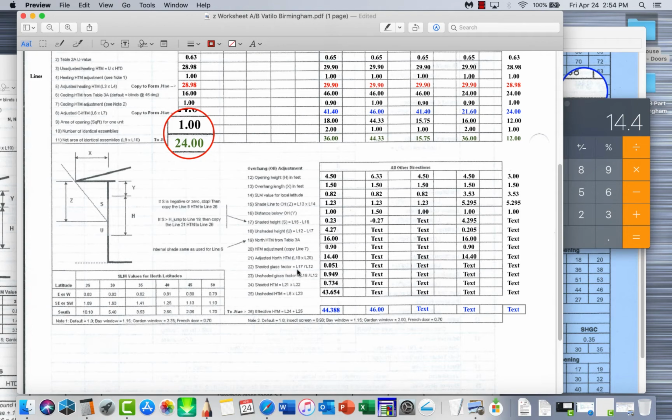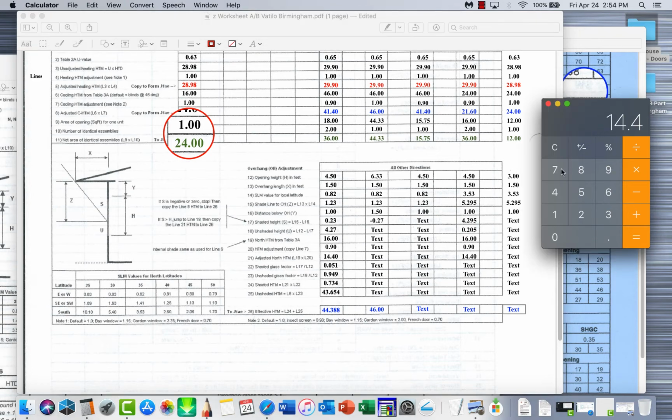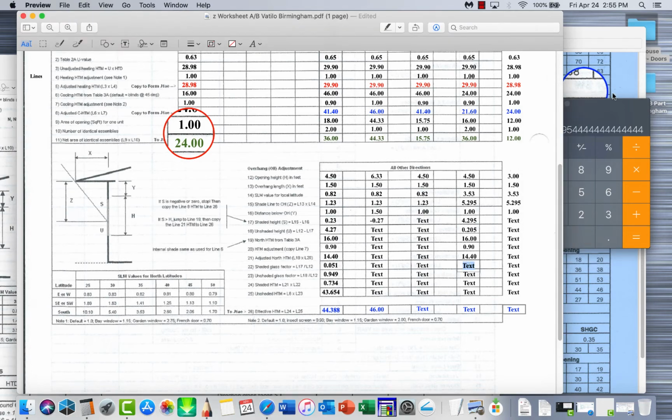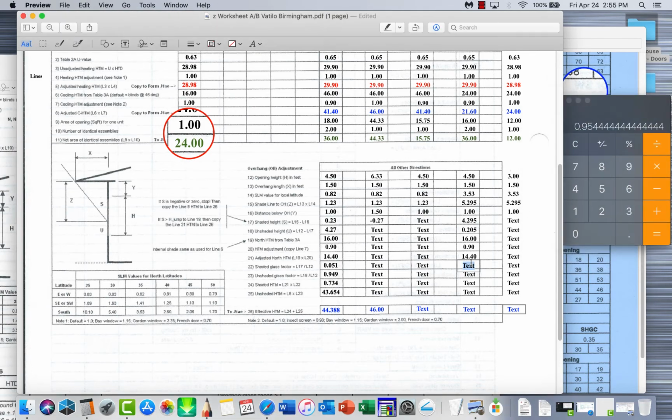Shaded glass factor, 17 divided by, so 17 is 4.29. 4.29 divided by, what was it? Line 12, which is our height, 4.50. And we end up with this big number here, which we're going to round to the thousandths on this. 0.954.